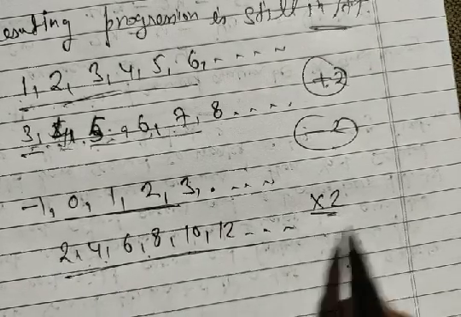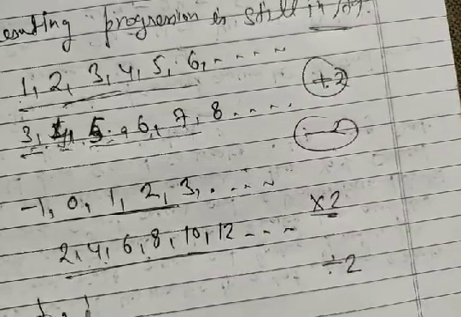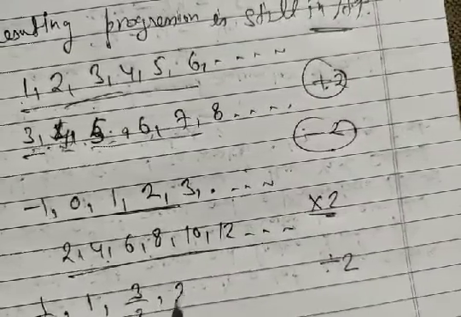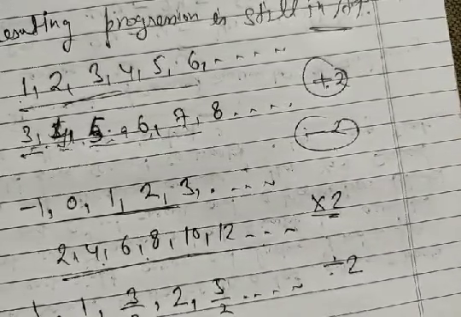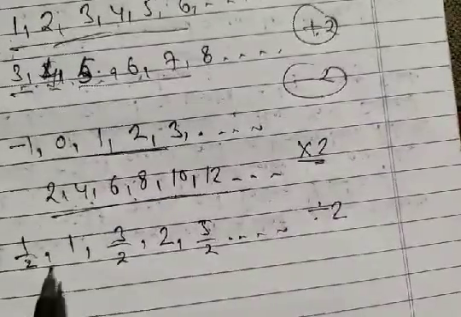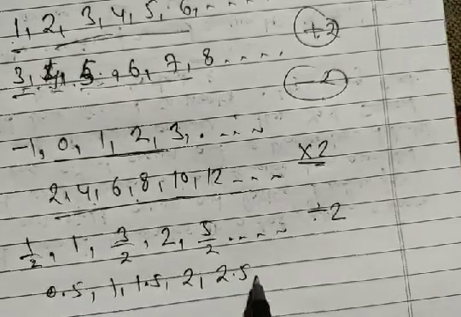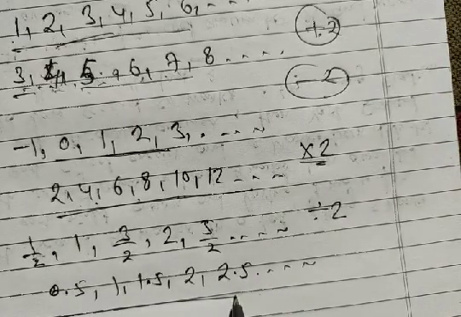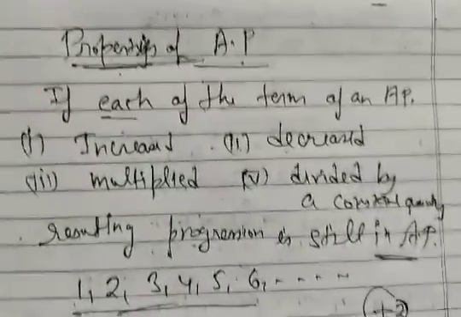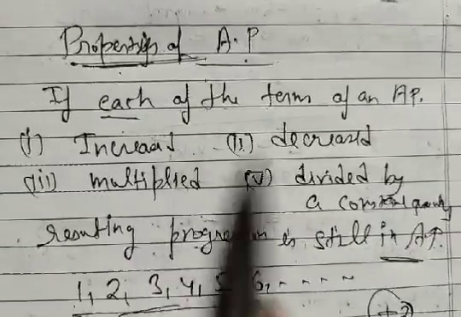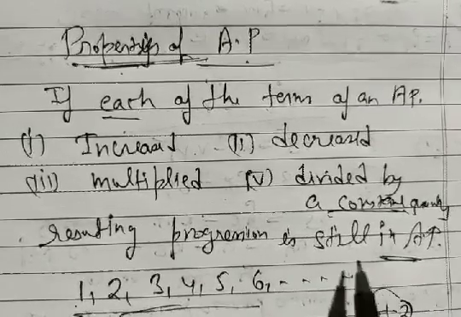Then we divide by 2. Then we get 1 by 2, 1, 3 by 2, 2, then 5 by 2. That is 0.5, 1, 1.5, 2, and 2.5. Again, the resulting progression is still an AP. This is the basic property of AP: if each term of an AP is increased, decreased, multiplied or divided by a constant quantity, the resulting progression is still an AP.